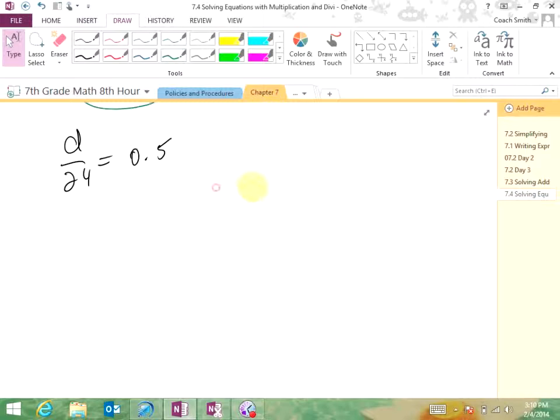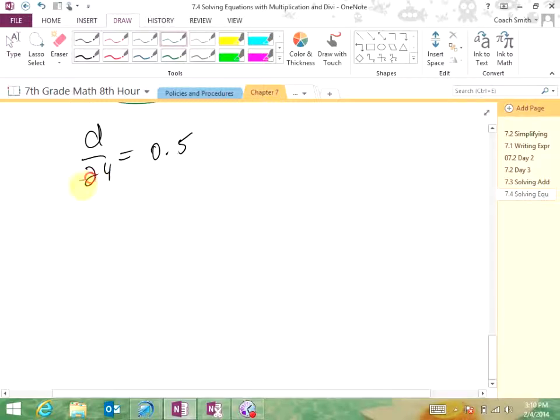Okay? Now, once again, we're dividing 24 into D. The inverse of that would be to multiply both sides by 24 over 1. Well, we know that 24 over 1 is just 24. The only reason I say over 1 is so you can see that these two cancel. Those two cancel each other out, leaving me with D is equal to 0.5 times 24.